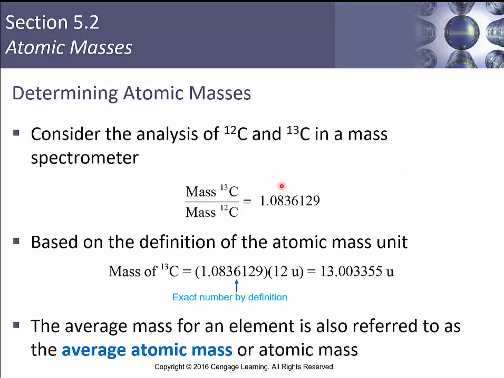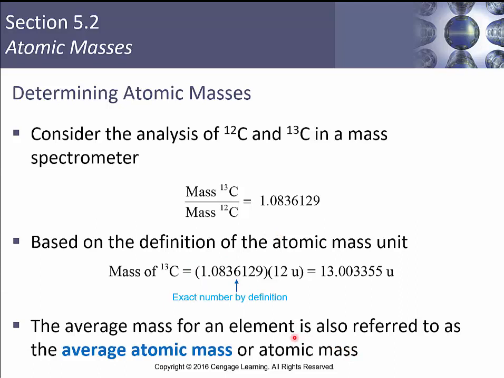So if we look at our C12 and C13 in a mass spectrometer, we get the ratio of these two masses, the mass of C13 over the mass of C12, and we end up with 1.08 and a whole bunch of extra decimal places. Based on the definition of the atomic mass unit, the mass of carbon-13 is going to be 12 atomic mass units, our definitional amount from carbon-12, times this 1.083612 that we got out of the instrument. So it's 13.003355 atomic mass units.